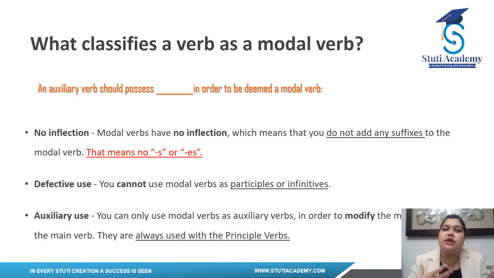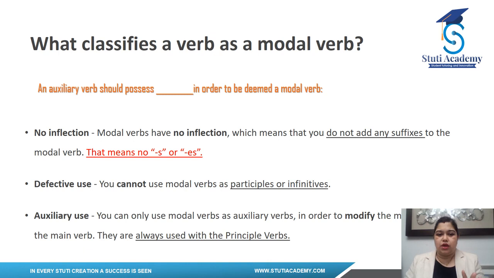Now, what classifies a verb as a modal verb? An auxiliary verb should possess dash in order to be deemed a modal verb. Now, here are the options. No inflection. When you talk about no inflection, that means they should not have any suffixes. What do you understand by this word suffix? Suffix means something at the end of the verb or the end of a particular word. It could be any word. That means no S or ES, so no plurals, singulars.